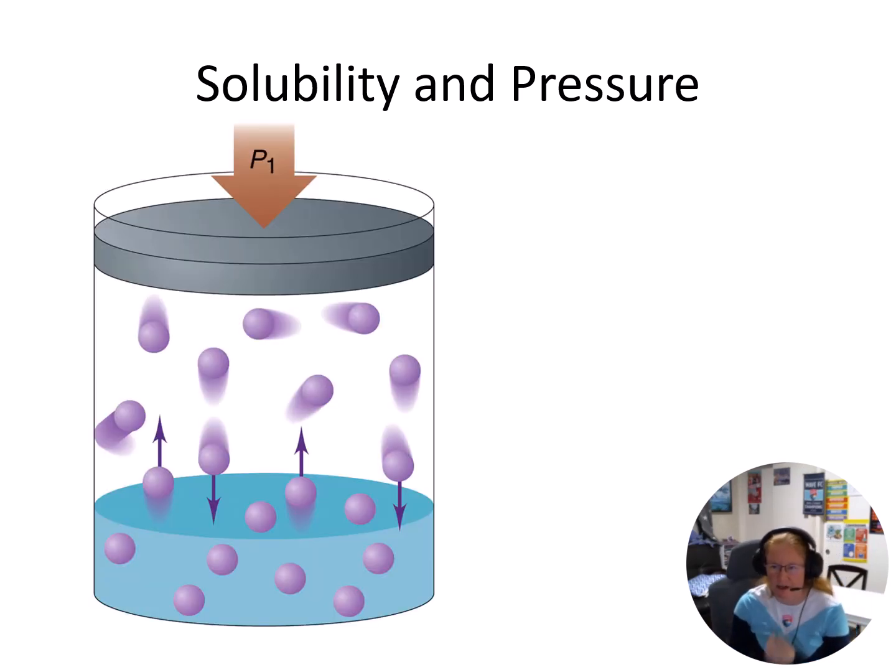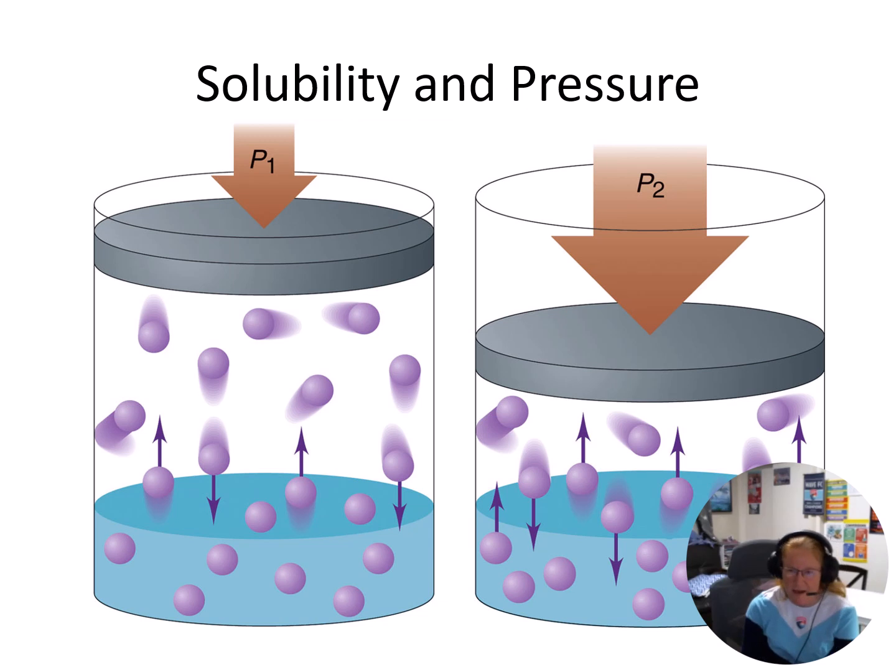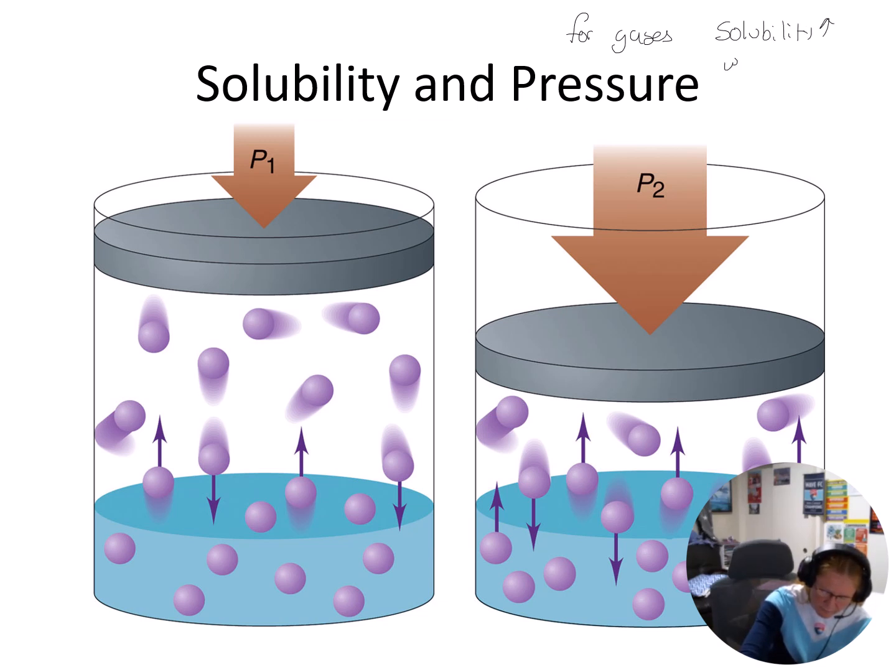Okay, and so here at my first pressure, I've got all the space above my liquid. I don't have as many particles in my liquid. But if I increase the pressure, now I don't have as much space for all those gas particles to bounce around. And now I've squished more in there. And so my solubility has gone up. All right. And so for gases, again, the solubility goes up when pressure goes up. Okay.